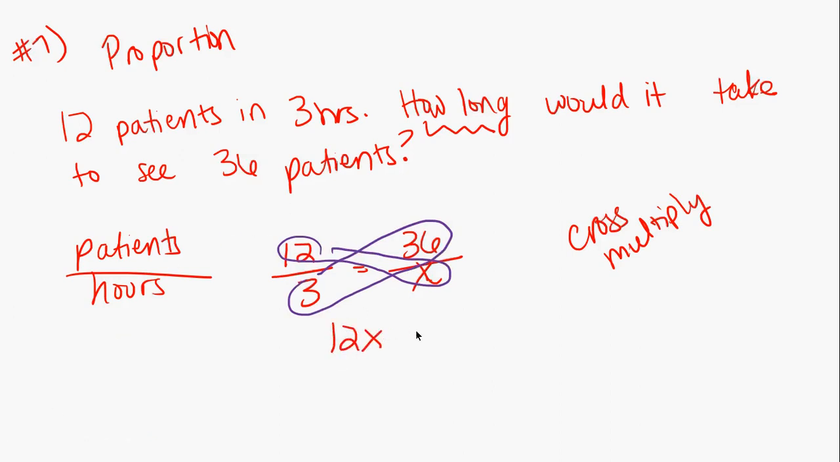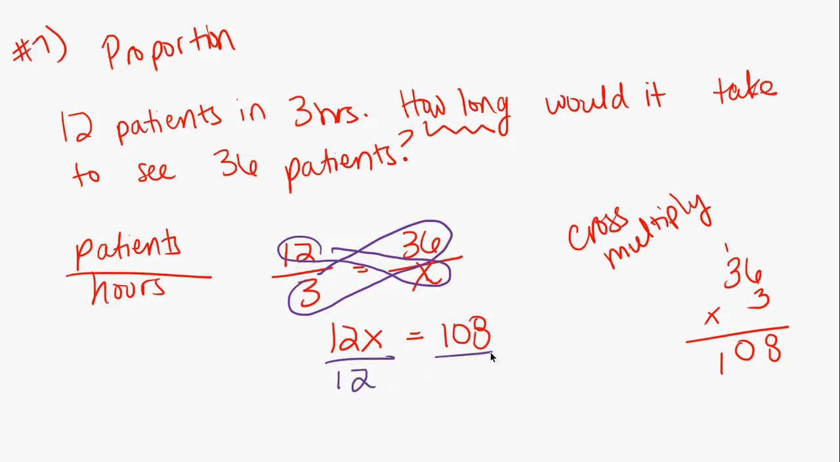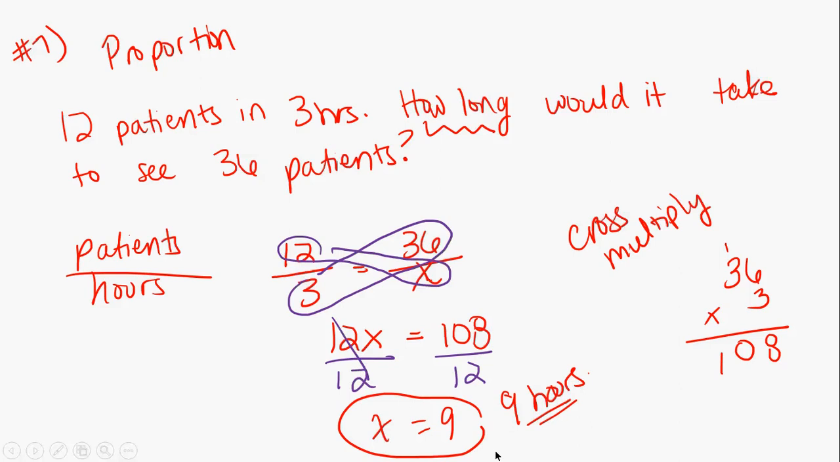So 12 times x is 12x. 36 times 3, we do that on the side. 3 times 6 is 18. 3 times 3 is 9, plus 1 is 10. 108. And now, just as if we were solving an equation, we divide both sides by 12 to get x alone. So x equals 9. 108 divided by 12 is 9. And in this case, that would be 9 hours, since the unit of measure was hours.